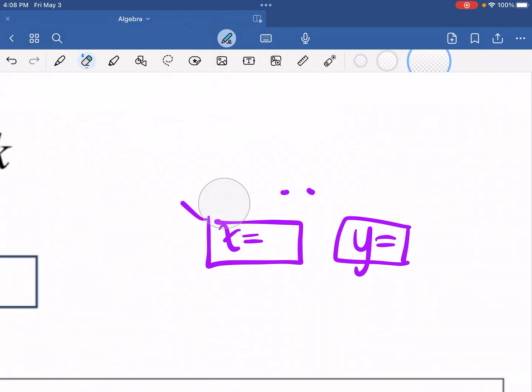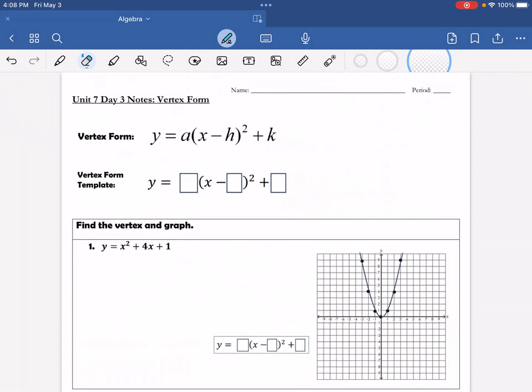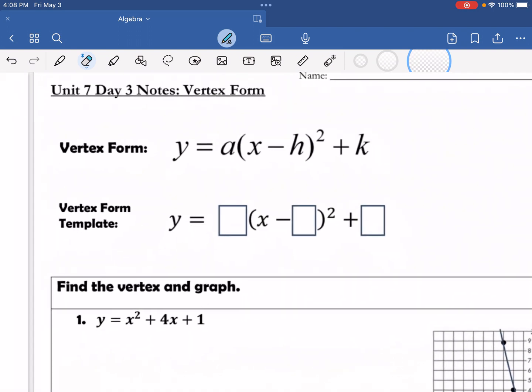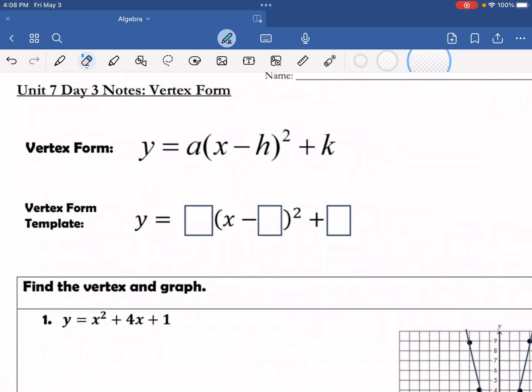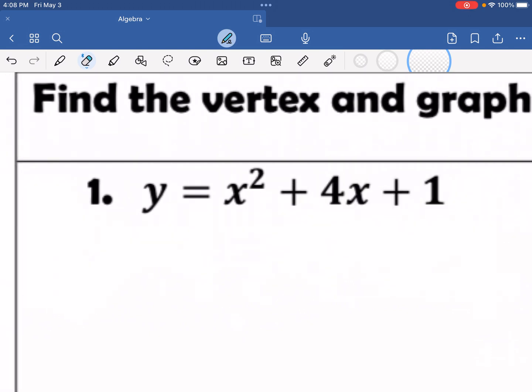Today what we're doing is we're taking that answer and plugging it into vertex form to be able to write a new equation. So we're taking the answer of the vertex and putting it into vertex form. So if we look at number one, this is standard form.